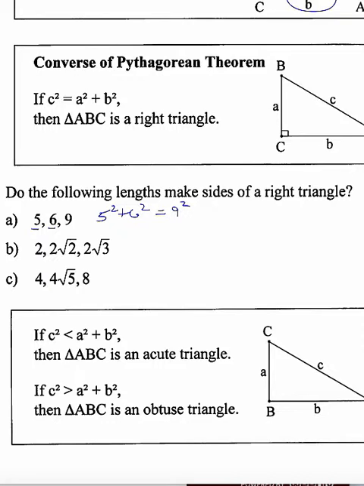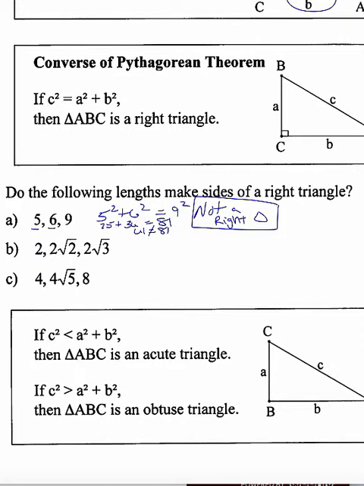If this theorem works, then we know it's a right triangle. So 25 plus 36, is that equal to 81? Well, 25 plus 36 is only equal to 61, so this is not a true statement, which means this is not a right triangle, because if it was, the Pythagorean theorem would have worked, and it didn't.